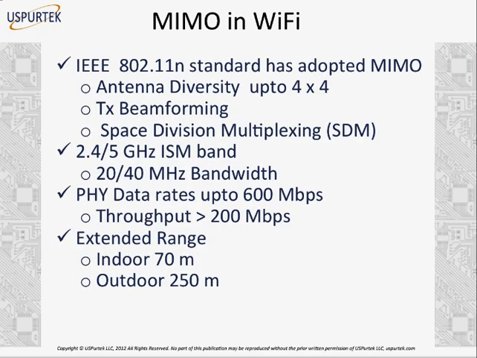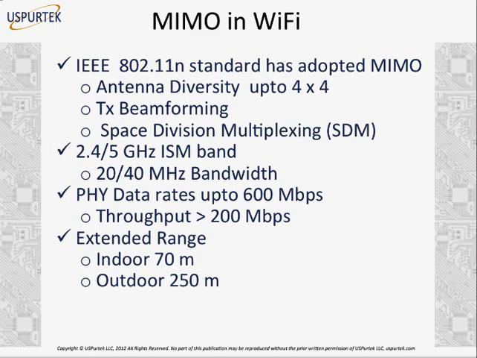So now let's see how this MIMO works out in real-world wireless communication standards. In Wi-Fi, the N version has adopted MIMO. Diversity is up to 4 by 4. They support transmit beamforming and space division multiplexing. There are two bands, 2.4 and 5 gigahertz ISM band. ISM is Industrial Scientific Medical Band, which is an unlicensed band. And it allows 20 or 40 megahertz bandwidth.